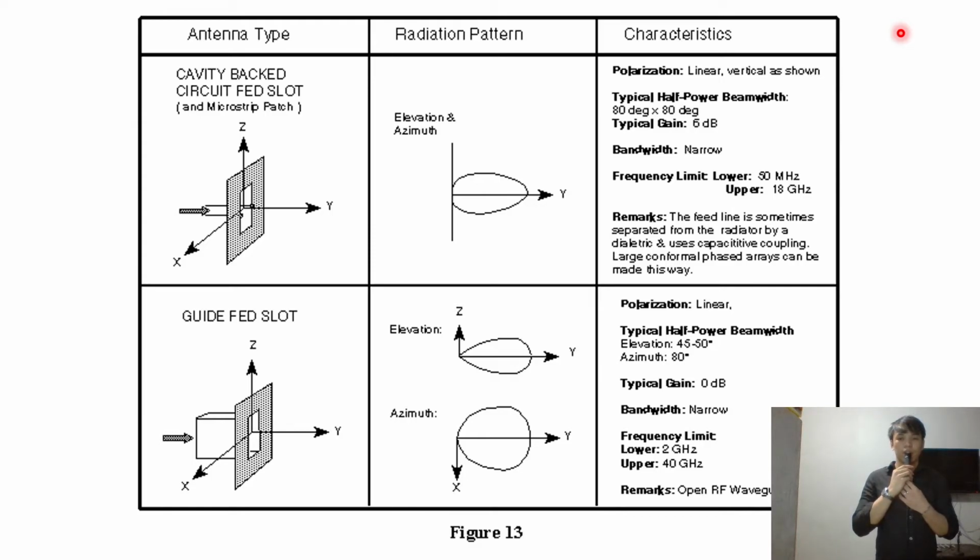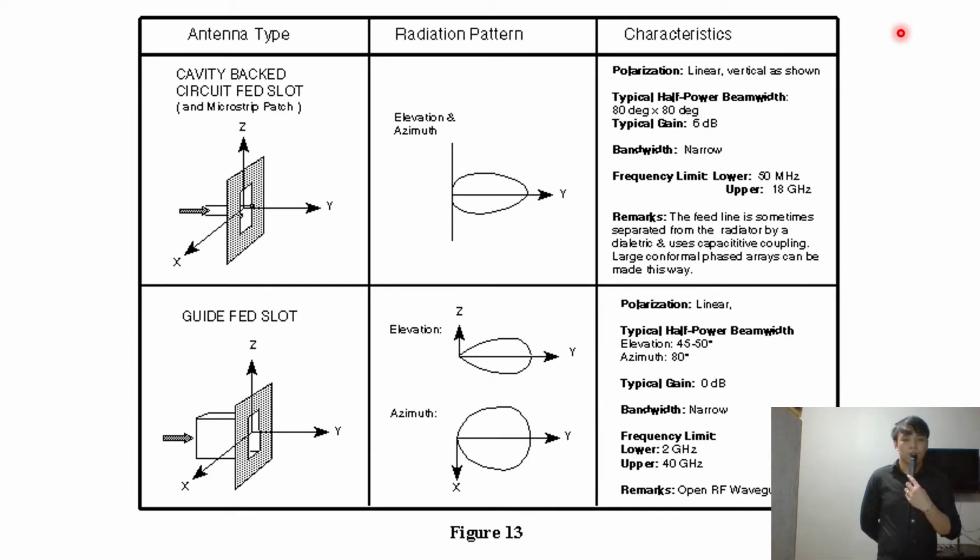The bandwidth of the cavity-backed circuit-fed slot is narrow. The lower frequency limit is 50 megahertz. The upper frequency limit is 18 gigahertz. Remarks: the feed line is sometimes separated from the radiator by a dielectric and uses capacitive coupling, so large conformal phased arrays can be made this way.